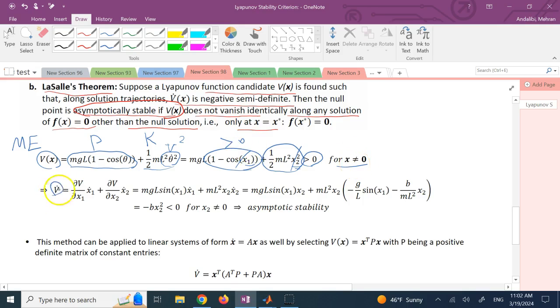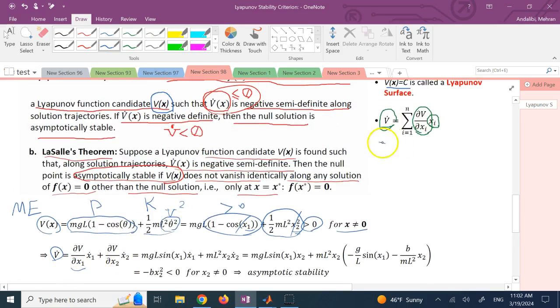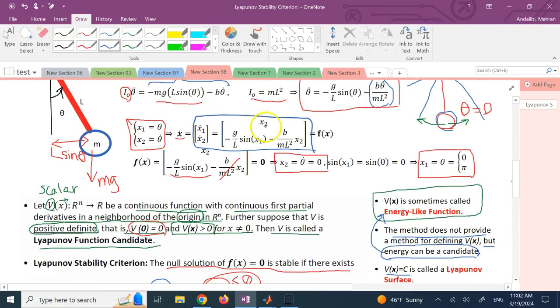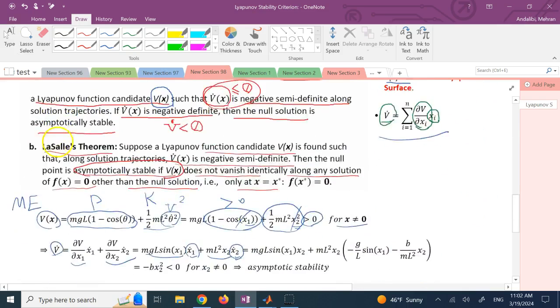If we take the derivative of that, V dot is going to be the partial of V with respect to x1 times x1 dot, plus the partial of V with respect to x2 times x2 dot, right? I'm using this formula here. Partial of V with respect to x1, clearly this constant, the other term, negative mgl cosine, is going to be positive mgl sine x1 times x1 dot, and this one is going to be simply ml squared x2 times x2 dot. Now for x1 dot and x2 dot, I bring them from this top one here. So this is x1 dot, x2, and the x2 dot is this term.